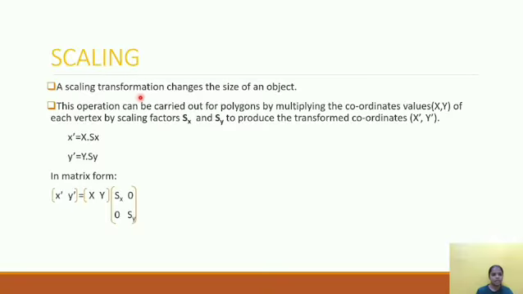Scaling. A scaling transformation changes the size of an object. This operation can be carried out for polygons by multiplying the coordinate values (x, y) of each vertex by scaling factors sx and sy to produce the transformed coordinates x' and y'. As x' equals x times sx and y' equals y times sy. In matrix form, (x' y') equals (x y), this is our old coordinates, multiplied with the scaling factors sx and sy.